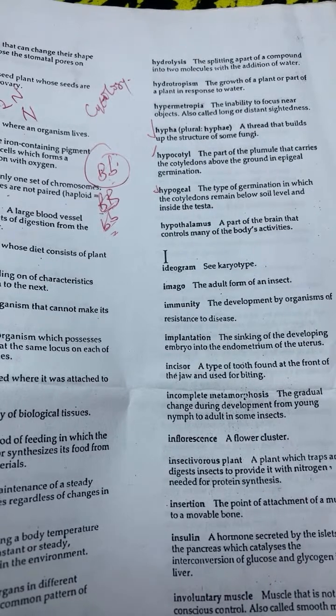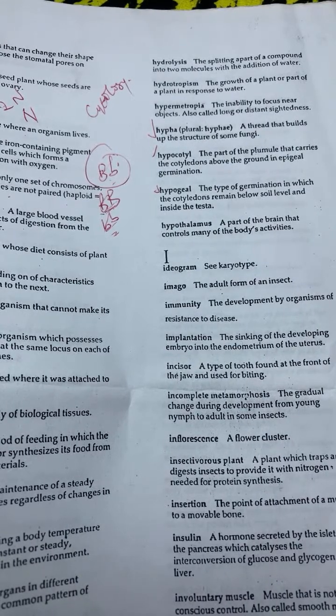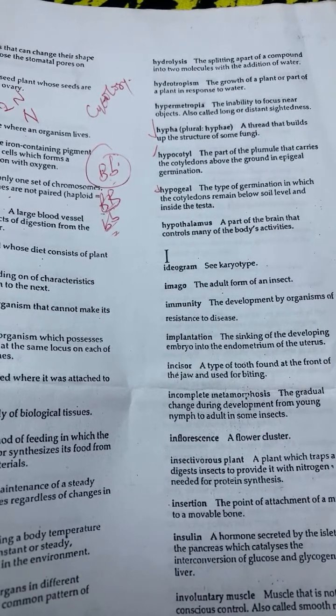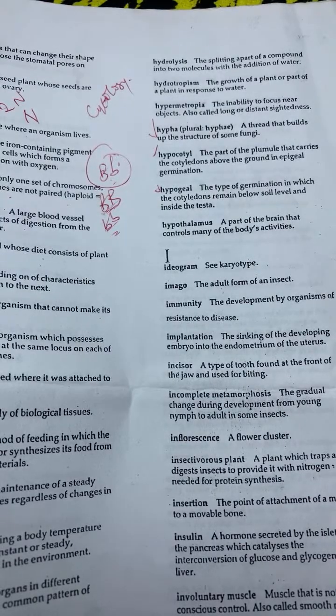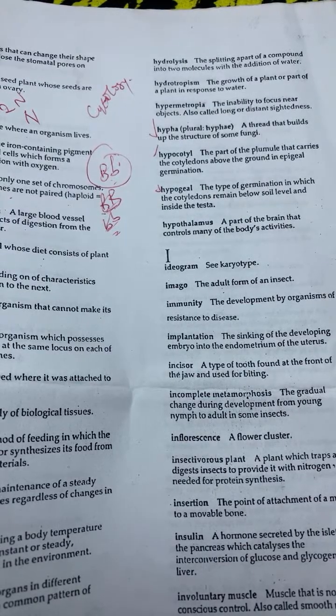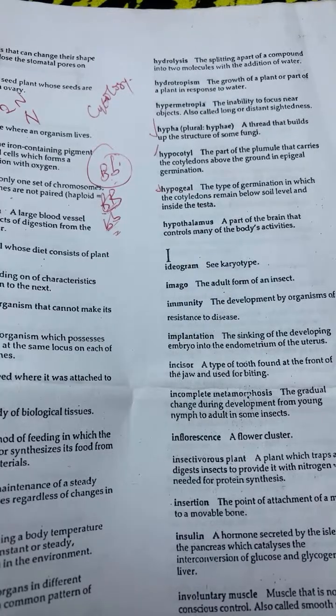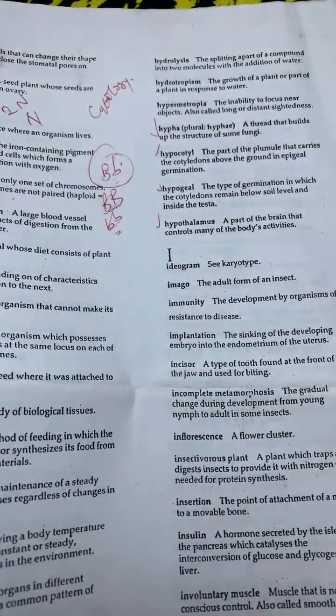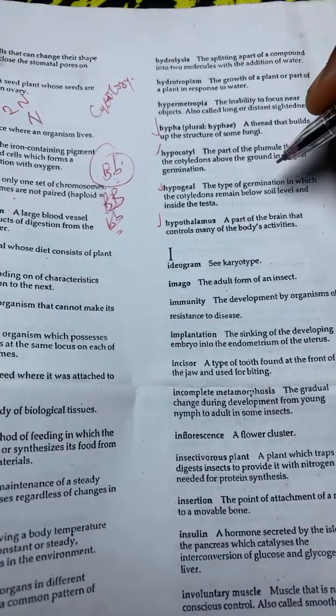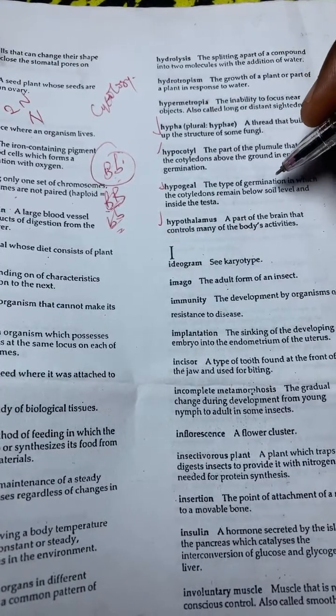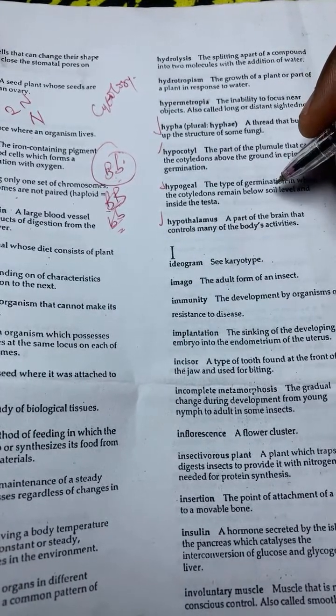Now, in hypogeal, the cotyledons will be below the what? Below the soil level. So let's see. The type of germination in which the cotyledons remain below the soil level and inside the testa. Are we together now? Now we have hypothalamus, a part of the brain that controls many of the body's activities. That's hypothalamus. Are we there now?